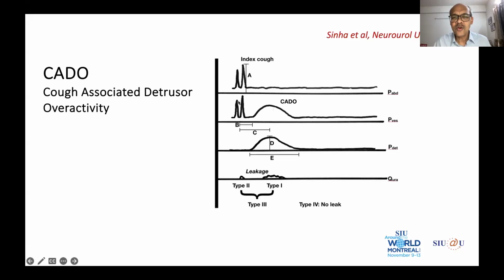And you don't really need to go into the details of this, except to say that when you do a stress test to make the woman cough and see whether she's leaking or not, the leak doesn't start and end with the cough. When the woman coughs in the lithotomy position, you find that the leak starts a fraction of a second after the cough and continues beyond the cough. And that tells you that this is likely to be urgency incontinence associated perhaps with the CADO.